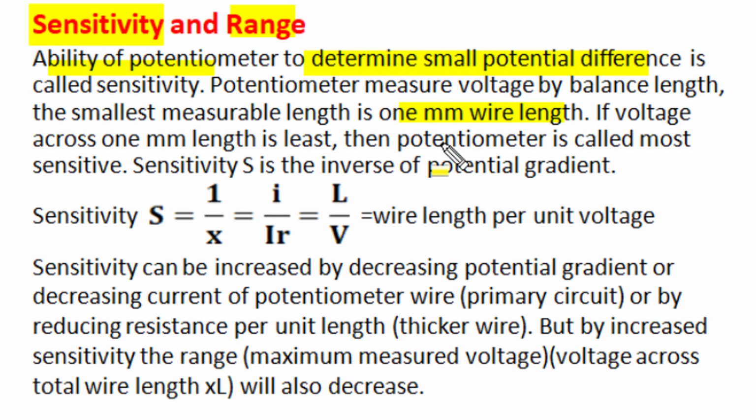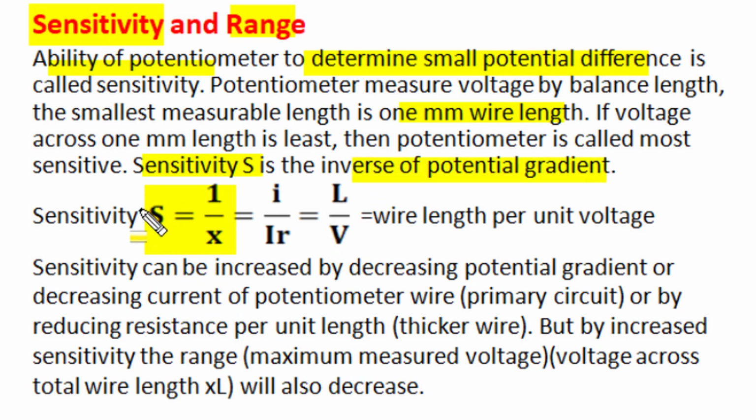So the voltage which comes across 1 millimeter of wire length can be measured by a potentiometer, and if that value is small enough, we say the potentiometer is capable of measuring small voltage. Now the voltage coming across unit length is called the potential gradient, and the smaller the potential gradient, the higher the sensitivity, and we say sensitivity S is the inverse of potential gradient.